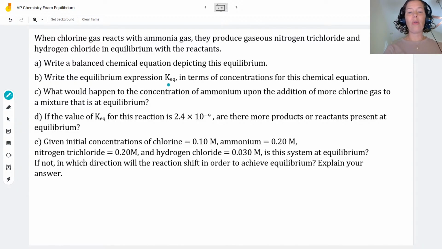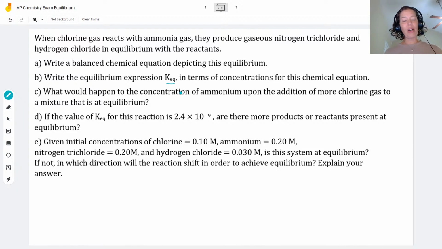Now, just to let you know, yes, they call this a Keq. You can also call this a Kc if you want, because it's in terms of concentrations. Part C, what would happen to the concentration of ammonia upon the addition of more chlorine gas to the mixture? That is at equilibrium. Part D is if the value of Keq for this reaction is 2.4 times 10 to the negative ninth, are there more products or reactants present at equilibrium?